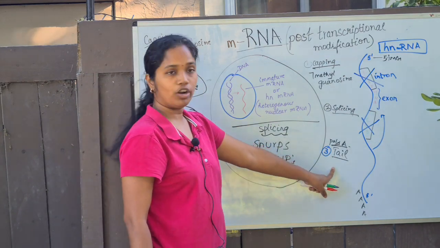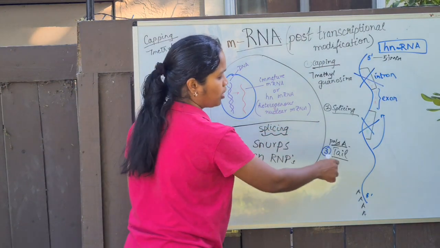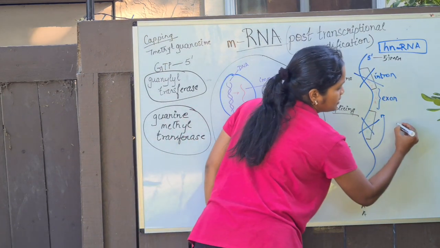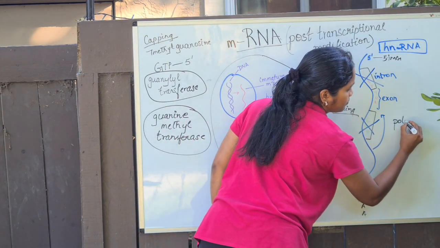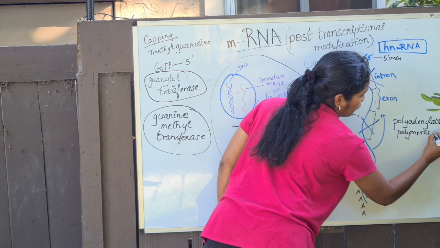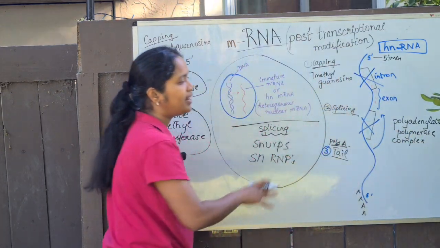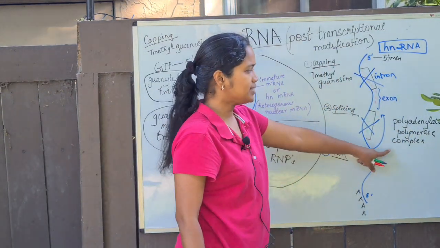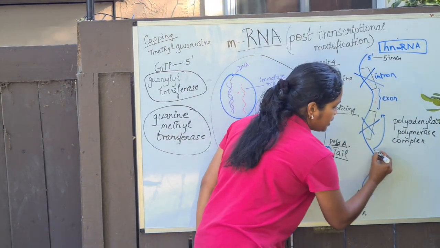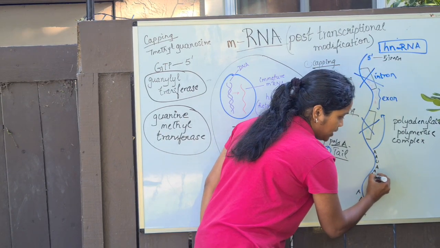Now, what is a polyA tail? PolyA tail is quite interesting. The addition of polyA residues happens with the help of the enzyme known as the polyadenylate polymerase complex. How does this complex add the adenine residues? This complex first identifies a sequence. That sequence is AAUAAA. So, this is the sequence.